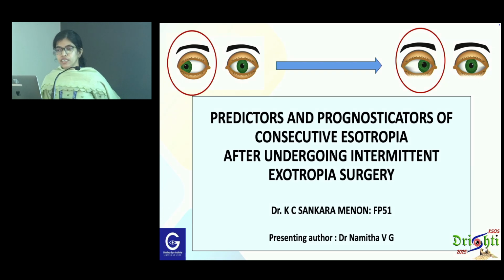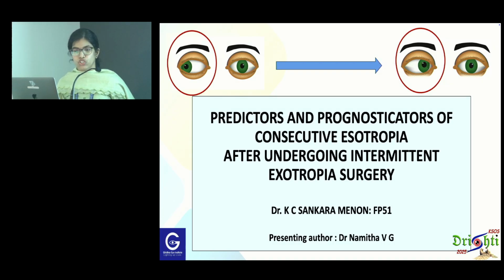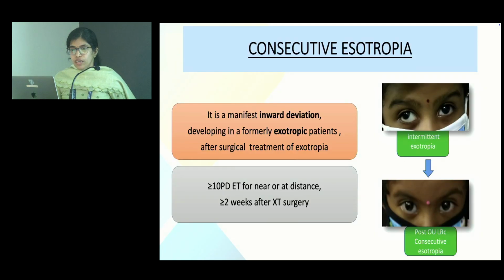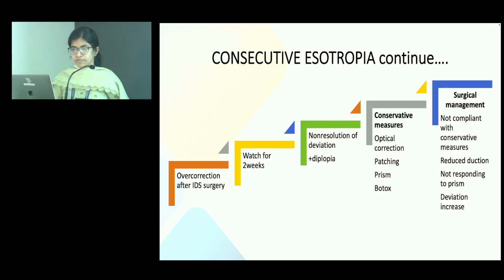Reports on predictors and prognosticators of consecutive esotropia after undergoing intermittent exotropia surgery. Consecutive esotropia is a manifest inward deviation developing in a formerly exotropic patient after surgical treatment for exotropia. By convention, more than or equal to 10 prism diopter esotropia persisting for near or at distance more than 2 weeks after exotropia surgery is considered to be significant.